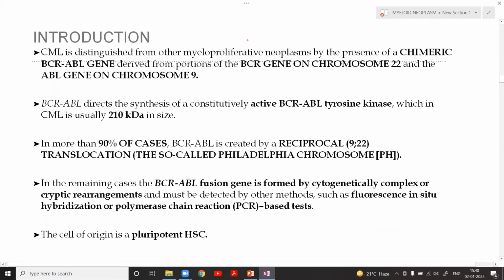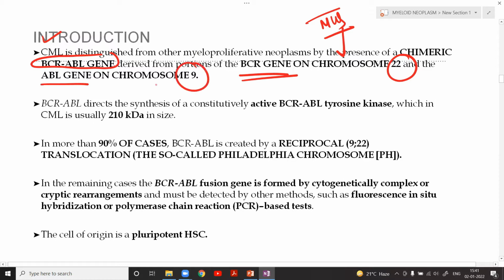Okay, so how is CML distinguished from different other myeloproliferative neoplasms? So CML has a characteristic BCR-ABL fusion gene, which is derived from a portion of the BCR gene on chromosome 22. Remember, this is an MCQ. BCR region on chromosome 22 and ABL gene on chromosome 9. So there is a fusion between these two parts.